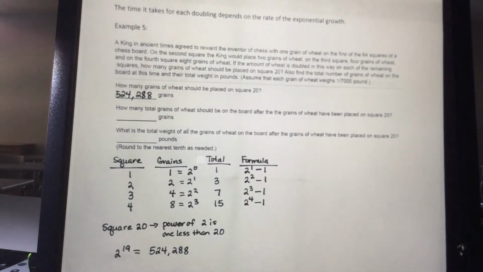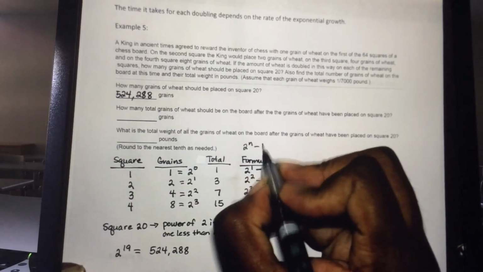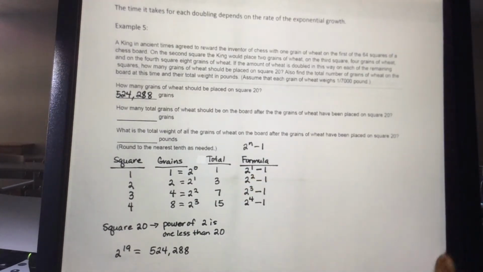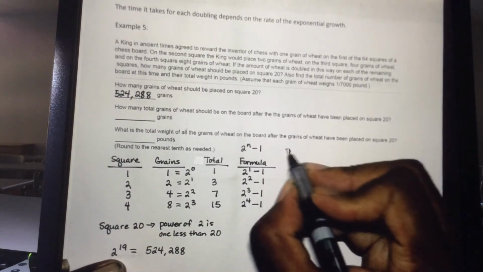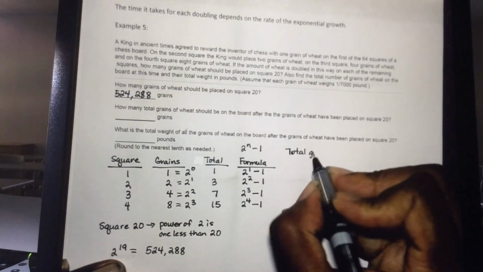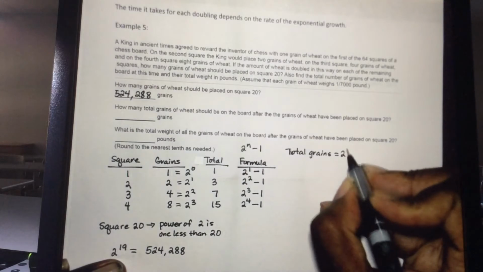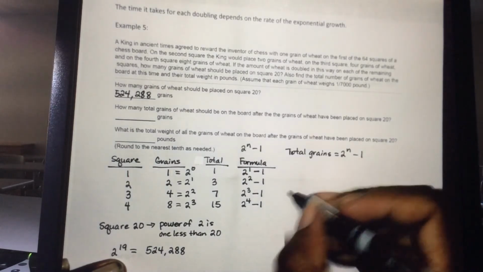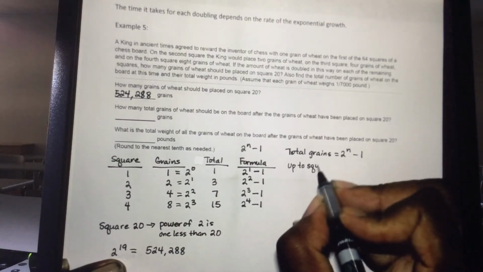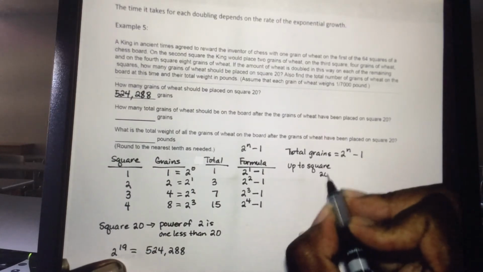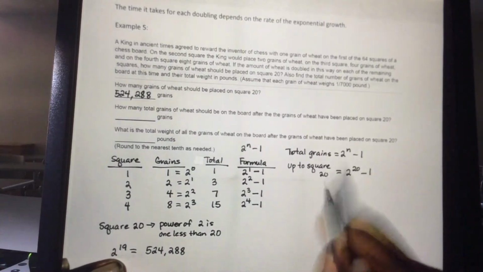So that formula is this: 2 to some power of n, minus 1. So here the total grains would be 2 to the n minus 1. So up to square 20, it's going to be 2 to the 20th minus 1. Here, your n is going to be 20.